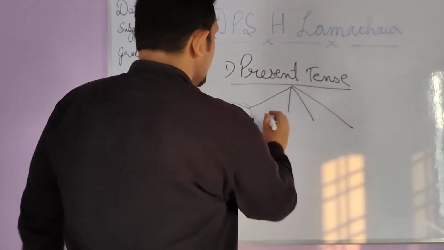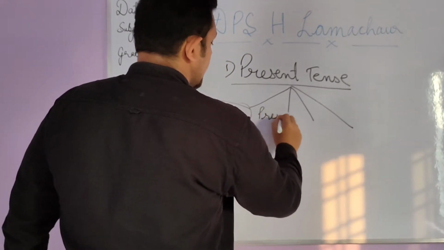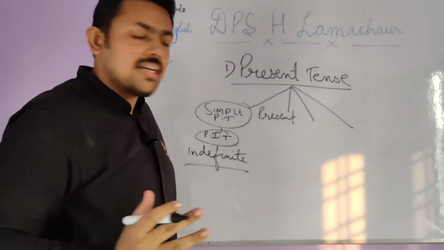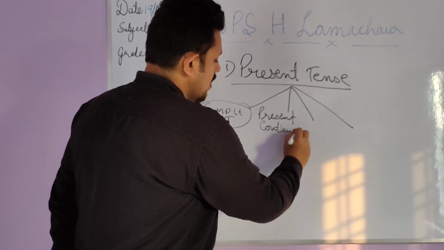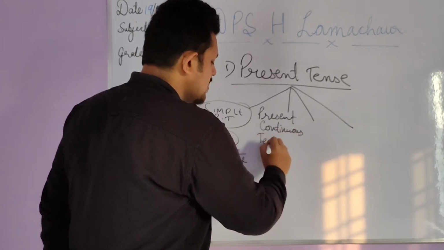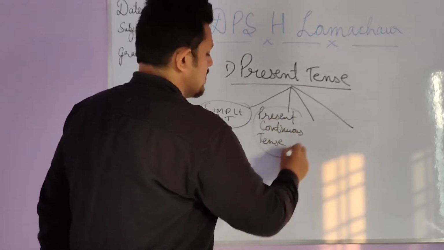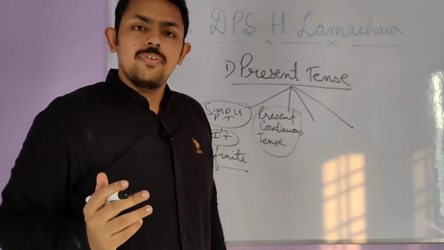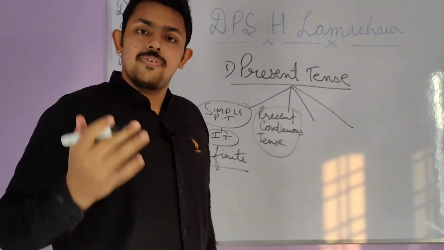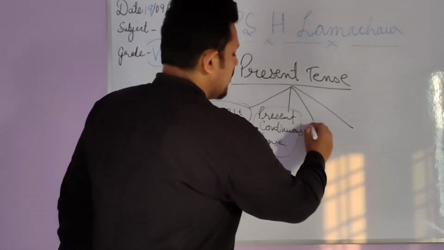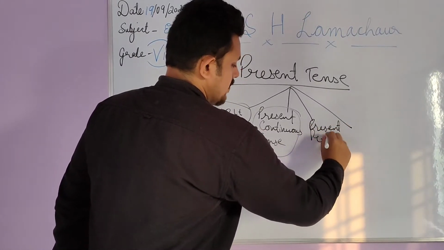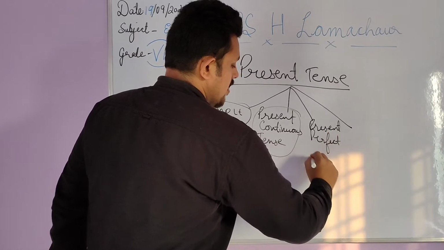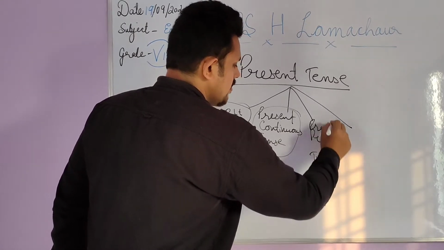So second, we have the present continuous tense, which means the action is still taking place. Third, we have the present perfect tense. These three are there.